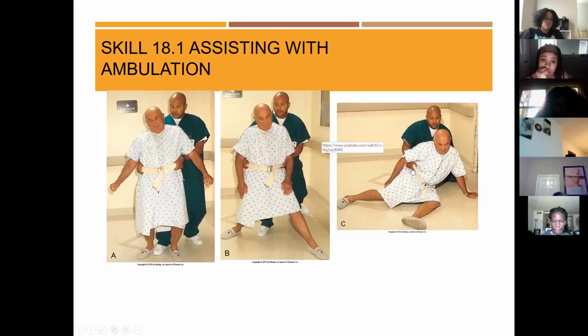So if your patient is falling, this is what you will do.